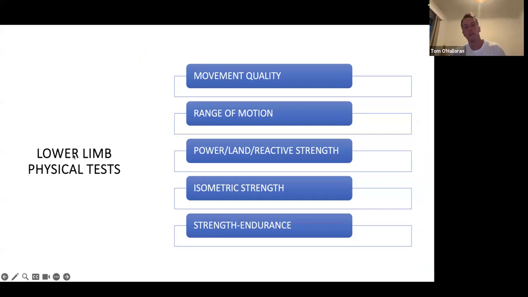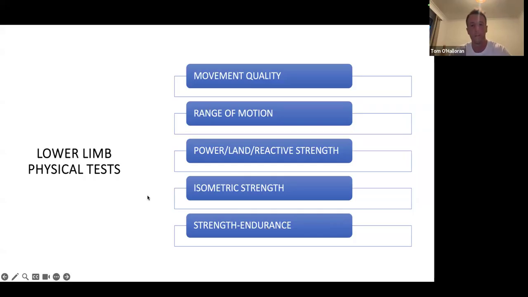So my physical lower limb tests are around, as I said, qualities, not tests. Movement quality is nothing to do with accent. That's coordination and movement strategy. I want to see that first. Range of motion, pretty clear. Then I'm thinking power, landing, reactive strength. So land, spring, hop, isometric strength, maximum ability to apply force, strength, endurance, fatigue ability. What are their biomechanics like under fatigue?